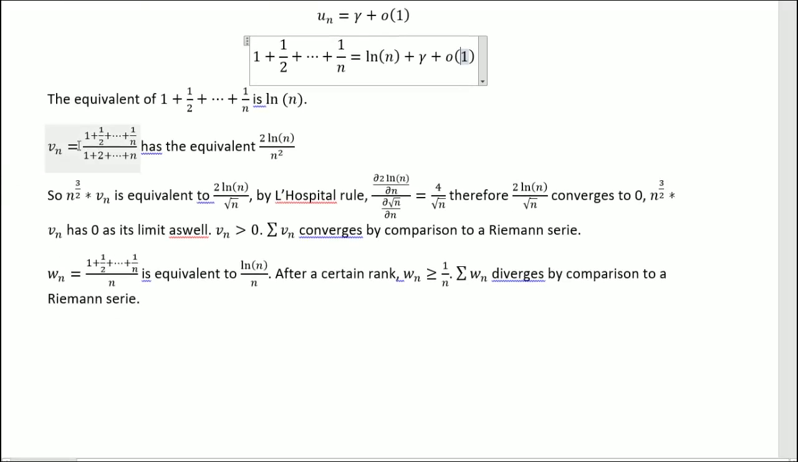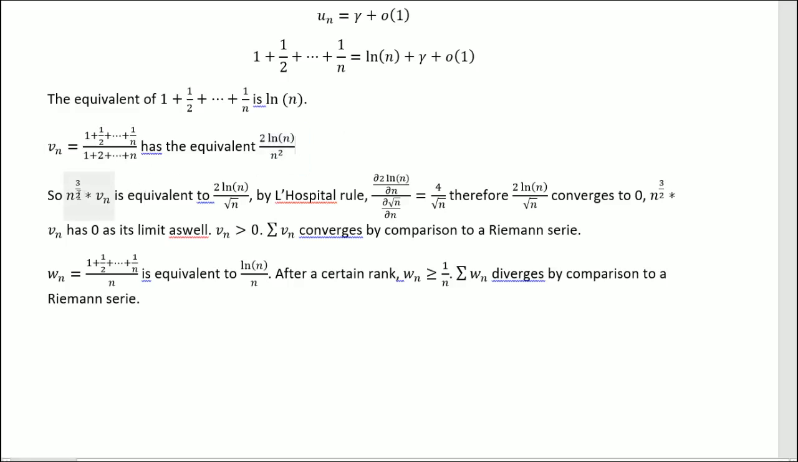So V n is equal to, as we've said earlier, the sum of the 1 over k divided by the sum of k. So its equivalent is 2 ln n over n squared, because the equivalent of the sum of the 1 over k is ln of n, and the sum of the k is n squared on 2, but since it's on the denominator, we get finally this result.